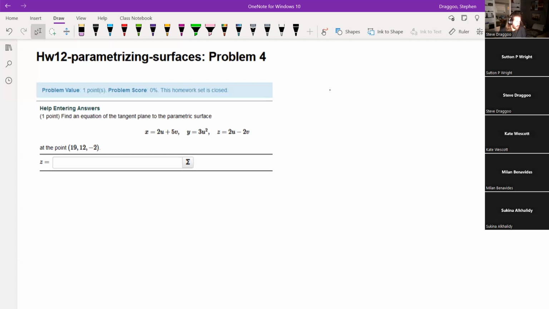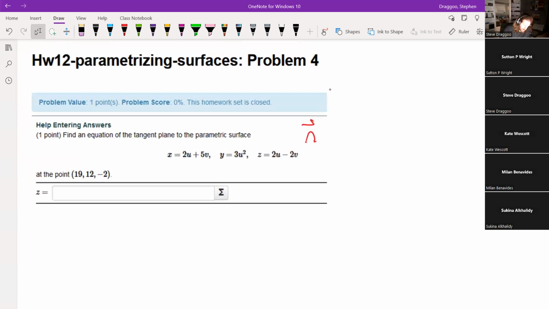So before we do that, let's just write down what our process is going to be. So similar to the last one, I'm looking for a normal vector. And I am going to want the cross product of a couple of tangent vectors, where those tangent vectors are r partial u and r partial v. That's going to be the plan. So let's go about getting that.